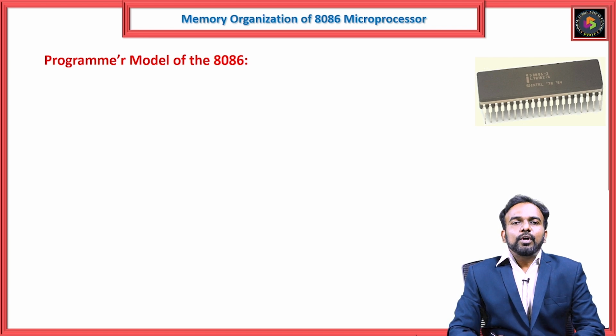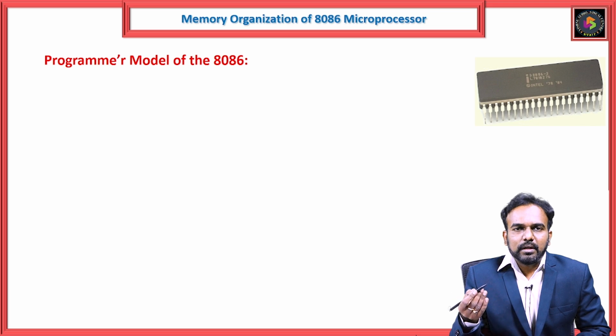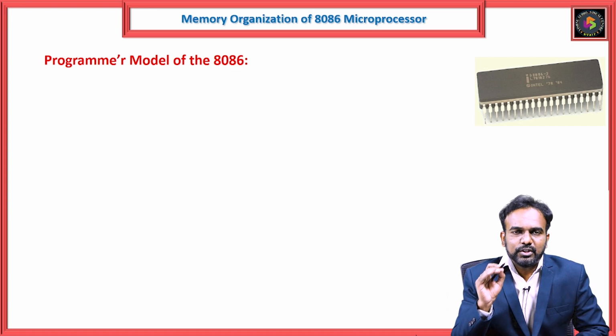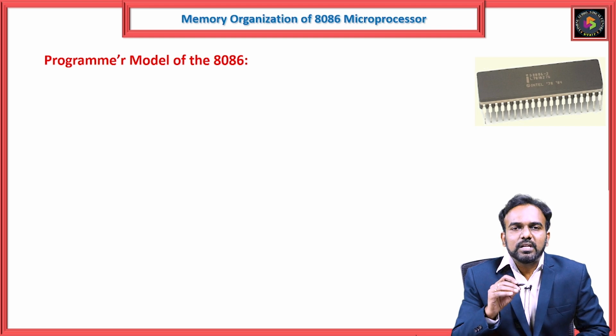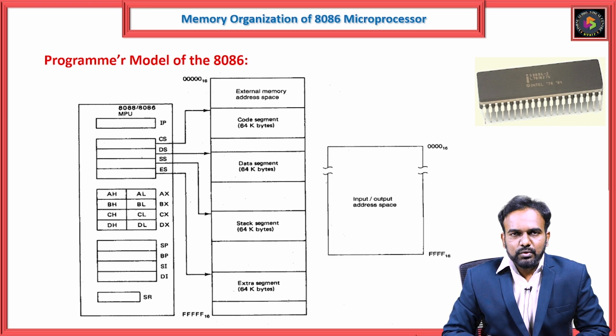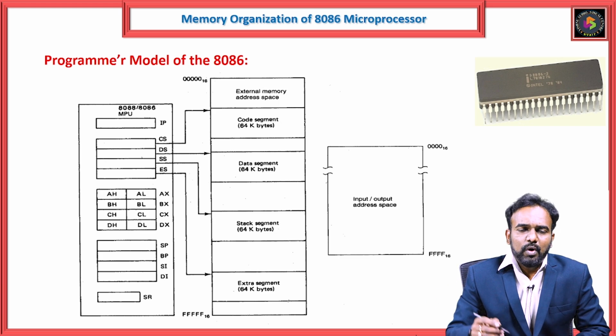In the next slide, we are going to check the programmer's model of the 8086 microprocessor. Whenever the programmer is going to write programming instructions for the 8086 microprocessor, he has to understand the total memory architecture of the 8086. This slide shows the programmer's model. In the programmer's view, he has to understand how much memory the 8086 contains, and how the registers are going to be used to access data from this total 1 MB memory space.